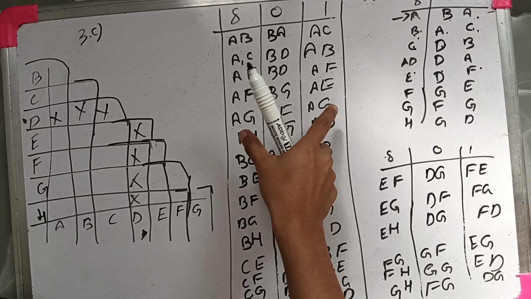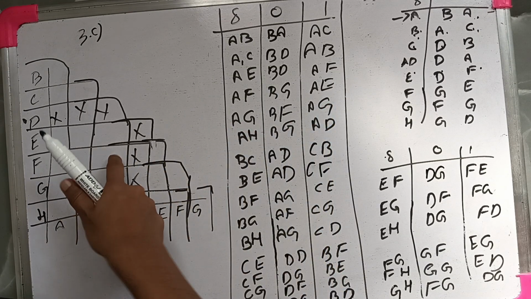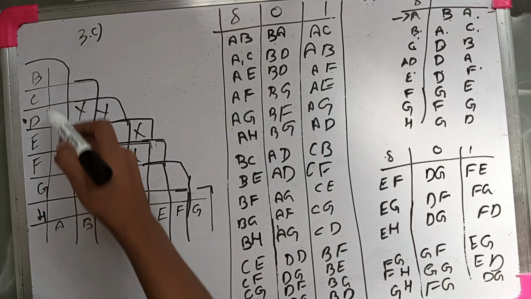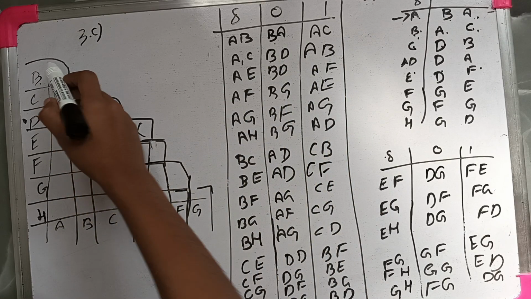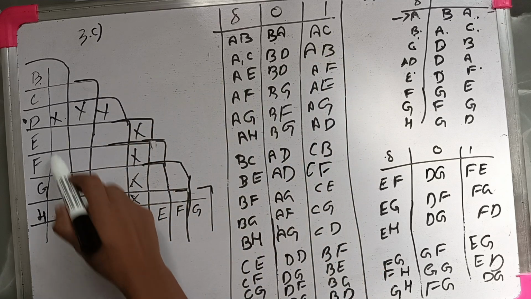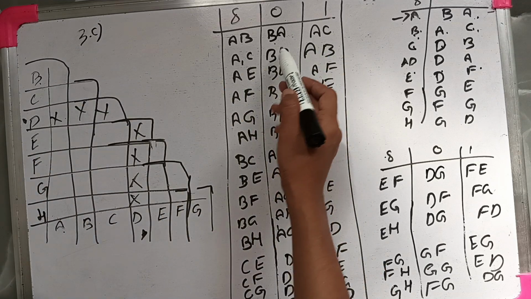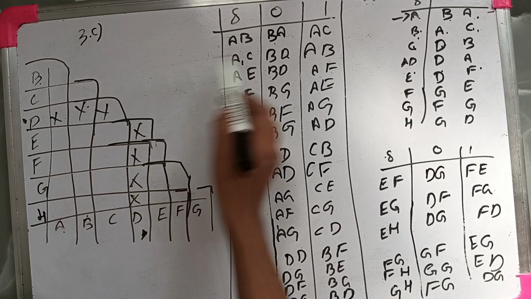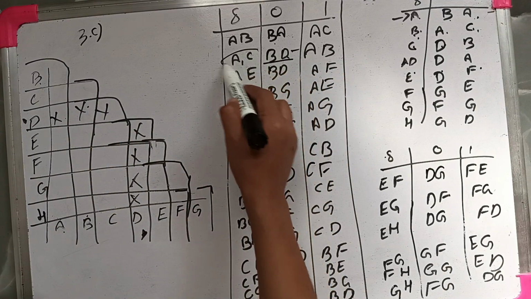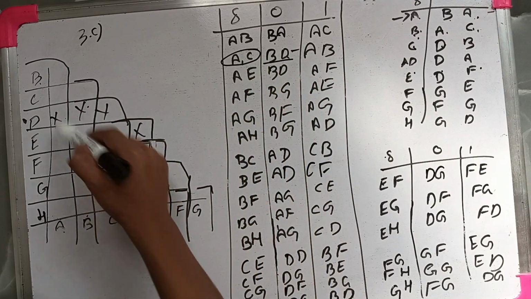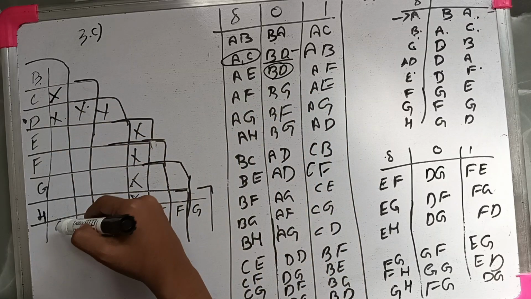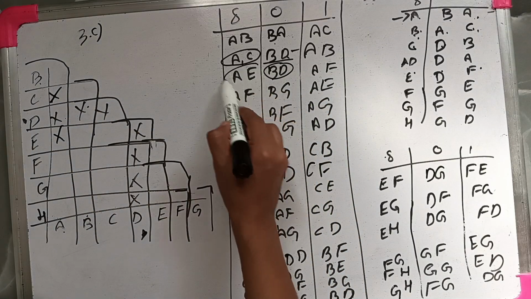Next, from this table, start to mark here. How to mark? First look for BA. Is this marked? No. Next A and C, is this marked? No. Okay, next B and D, it is marked. So we need to write AC in the marked state. Next, B, D again. Next we write A, E also. Okay.